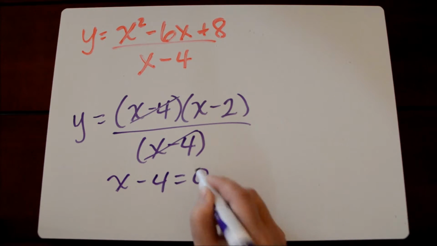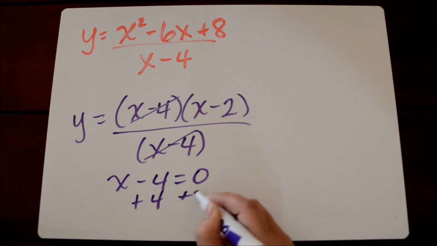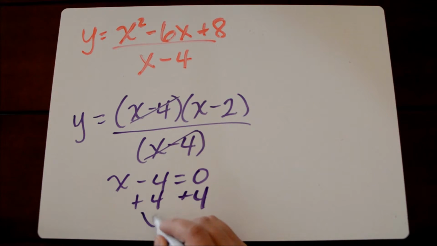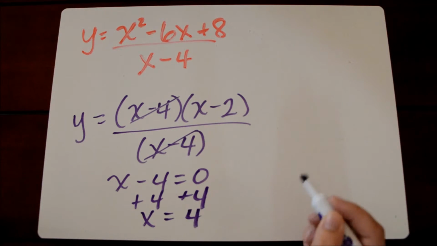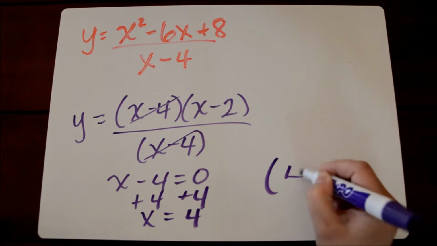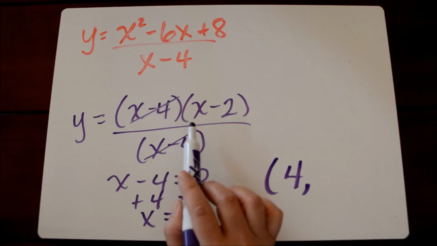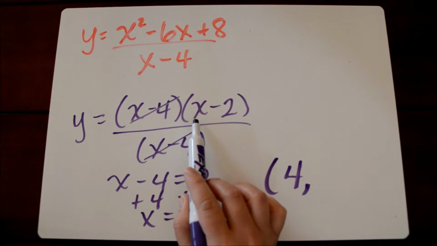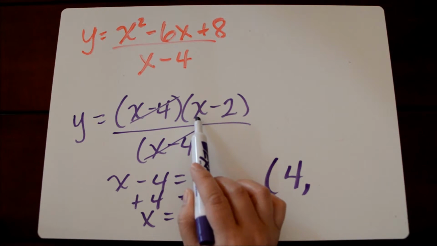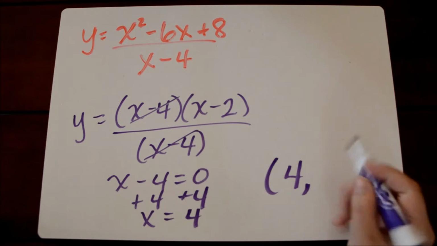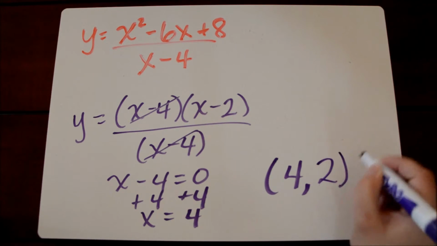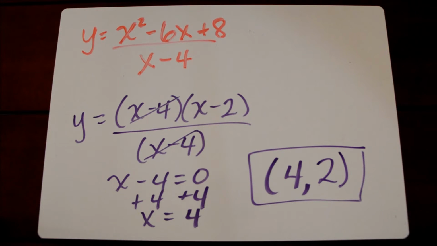So we're going to set that equal to 0. Here we're going to add 4 to both sides, and we'll get x equals 4. So that's the x value of our hole, or our removable discontinuity. To get the y value, we're going to substitute this value into whatever we have left over in our equation. So we get 4 minus 2, which is 2. So we will have a removable discontinuity, or a hole, at 4, 2.